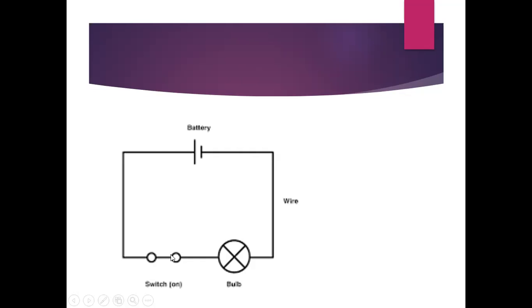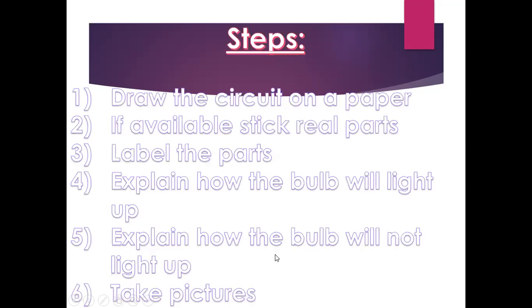So first of all, you will draw on a white paper the correct electrical circuit, and then if it is available at home, you can put the real things on what you have drawn in its correct place. Okay, so what are the steps again? Number 1, you will draw the circuit on a paper. Number 2, if it is available, stick the real parts. Number 3, and this is important, label the parts.